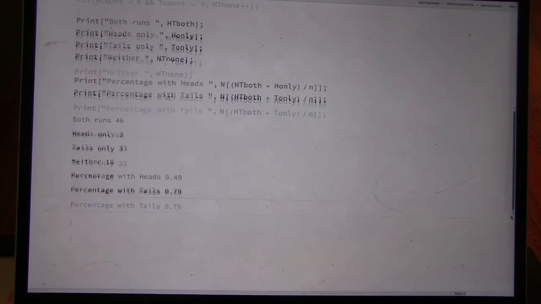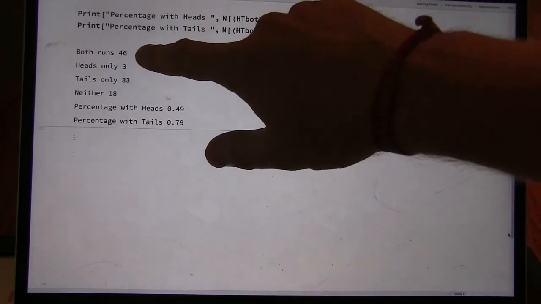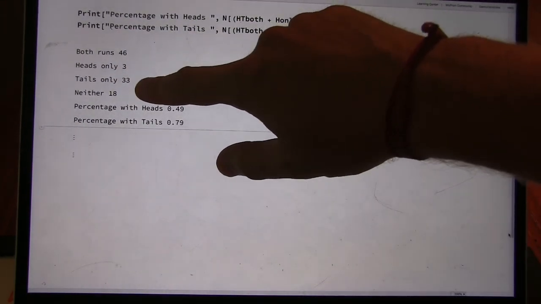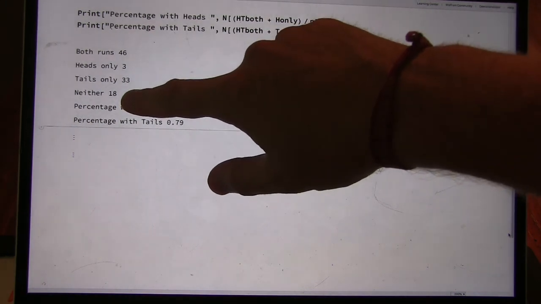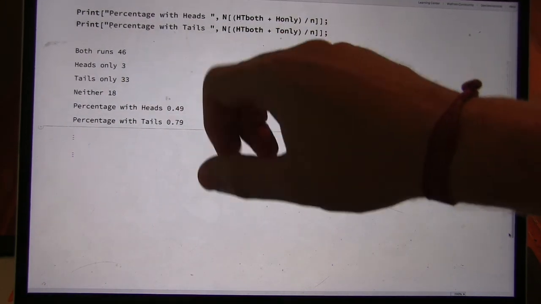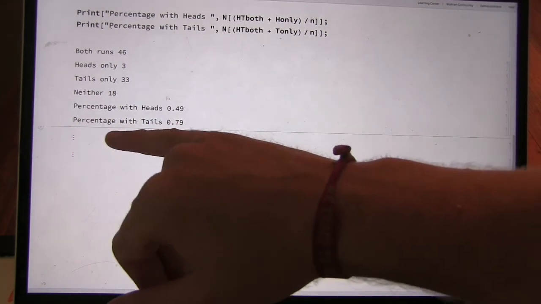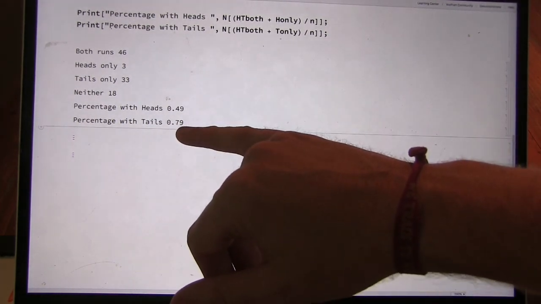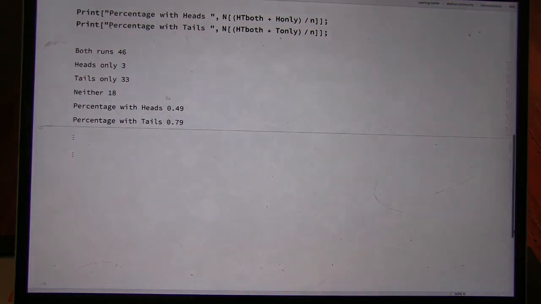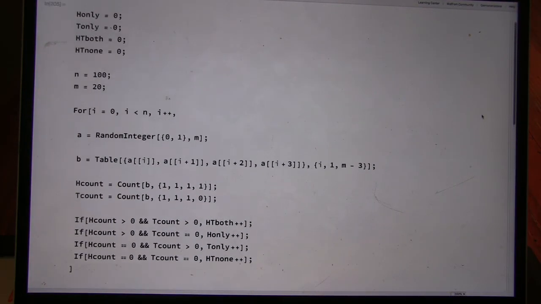Okay, let's go down. Both 46, heads only 3 times, tails only 33 times, neither 18 times. So the percentage where the heads run, just about half. Percentage where the tails run, a little more than 3/4. So it looks like the tails is more likely.